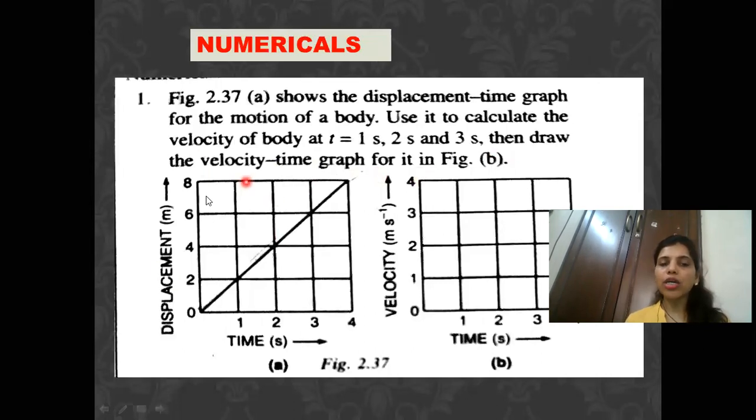This particular graph, as you can see, is a straight line graph. That means you understand that the body is moving with uniform velocity. That means the slope will give you the value of velocity. And if you want to convert it into a velocity time graph, as velocity is constant, whatever value you get for the velocity, the line you draw from that point is going to be parallel to the x-axis.